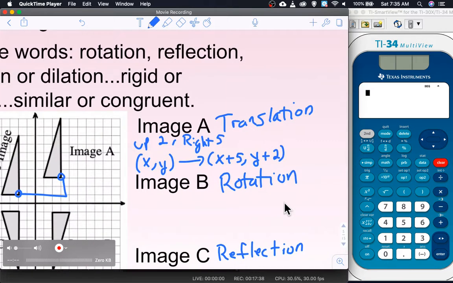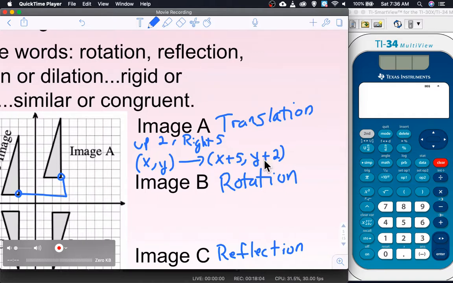And how did I get it? Well, when I was here, and we went to the right 5, 1, 2, 3, 4, 5, what is happening is our x value, this x value right here is -2. But my x value is getting bigger, 5 units. Now my x value is +3. So my x value went up by 5 units. That moves me to the right 5.